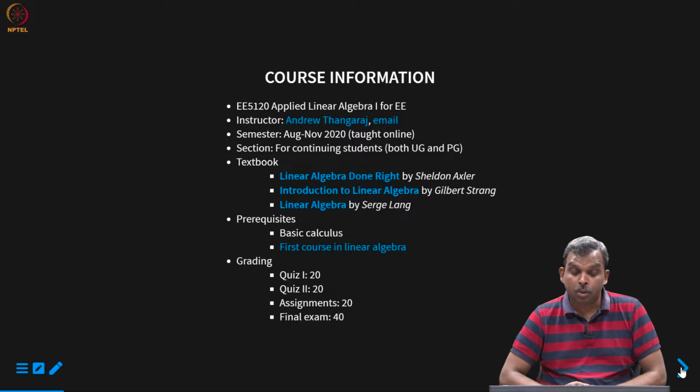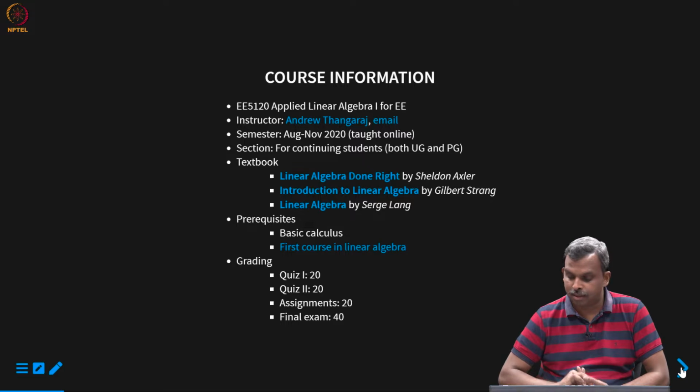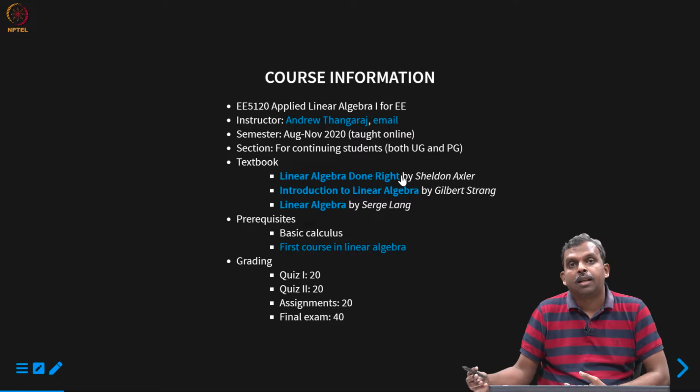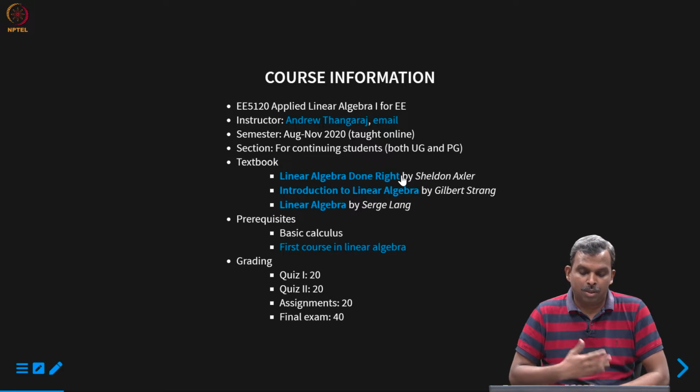So let me begin with the textbooks. The most important textbook for this course is the first one that's written down here, Linear Algebra Done Right by Sheldon Axler. That's the one which is most important. I don't think there is a cheap edition of this book in the Indian edition, but I'm hoping you can get it from somewhere, and also maybe buy the book if possible. It's a very good book.